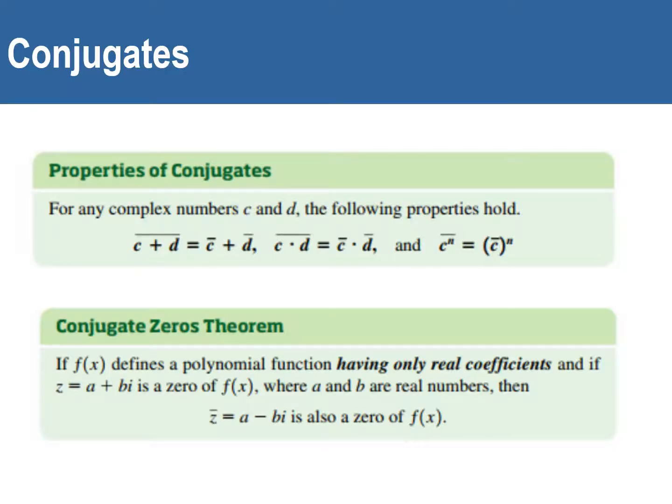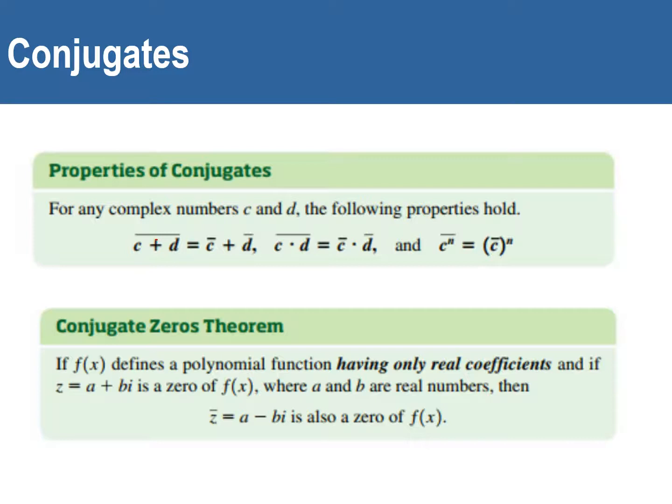Let's talk about conjugates. For any complex number, we're going to use the bar over it to mean a conjugate. So the conjugate of c plus d is the conjugate of c plus the conjugate of d. The conjugate of c times d is the conjugate of c times the conjugate of d. So basically, the conjugate of c to the n is just the conjugate of c raised to the n.